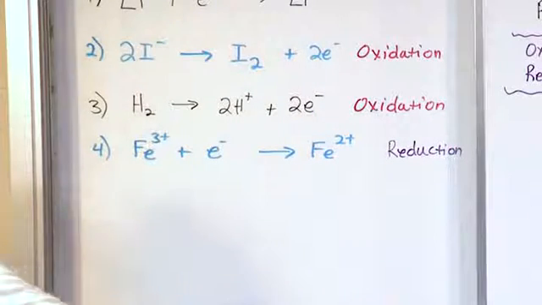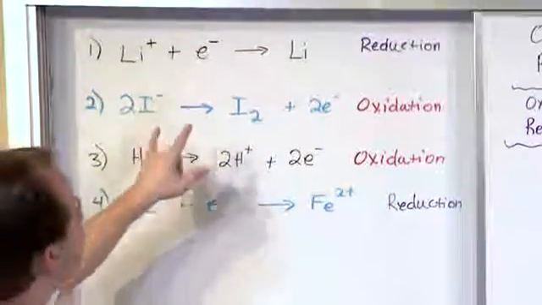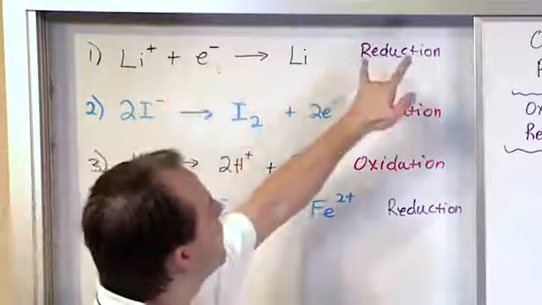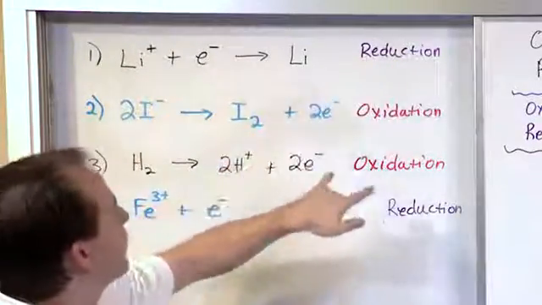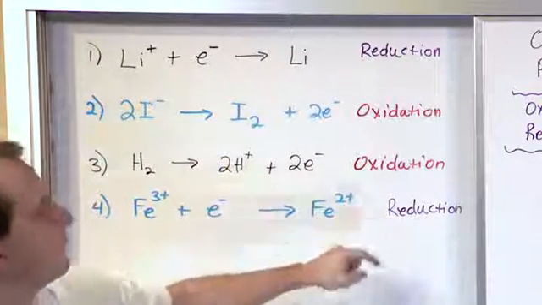So here I'm doing 2 things with these sorts of problems. The first one is we're identifying oxidation and reduction, and you can tell that straight away just from how it looks. Here you're gaining electrons, so it's a reduction. Here you're losing electrons, so it's oxidation. Here you're losing electrons, so it's oxidation. Here you're gaining electrons, so it's reduction.